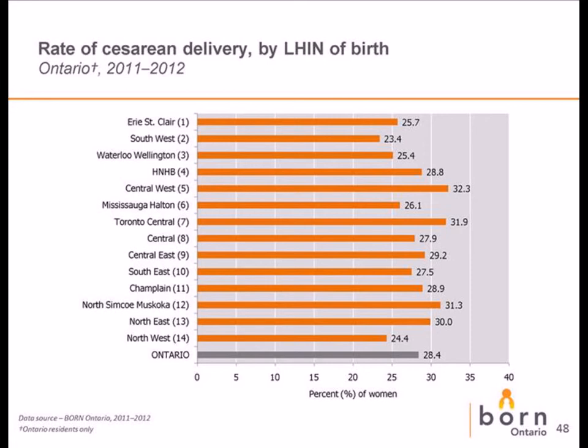The next line is the rate of cesarean delivery. When you combine the rate of cesarean delivery and the rate of assisted vaginal birth, these are the numbers of people who are having some kind of intervention in their delivery. You can see the rate for Ontario is about 28.4%. Everybody agrees that we need to look at cesarean section, but nobody knows exactly what the right rate of cesarean section should be, and it probably differs depending on the population that you deal with on an ongoing basis.